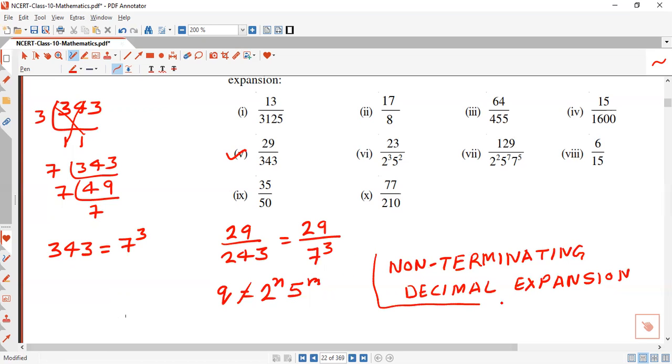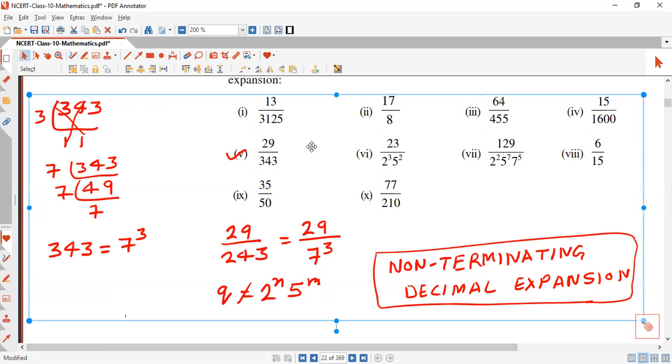So this is the answer. This is a non-terminating decimal expansion because the denominator is not in the form of 2 raised to n, 5 raised to m, where n and m are non-negative integers.